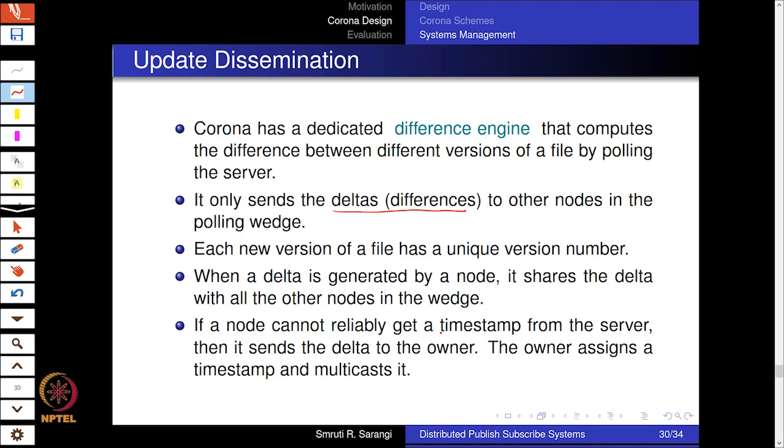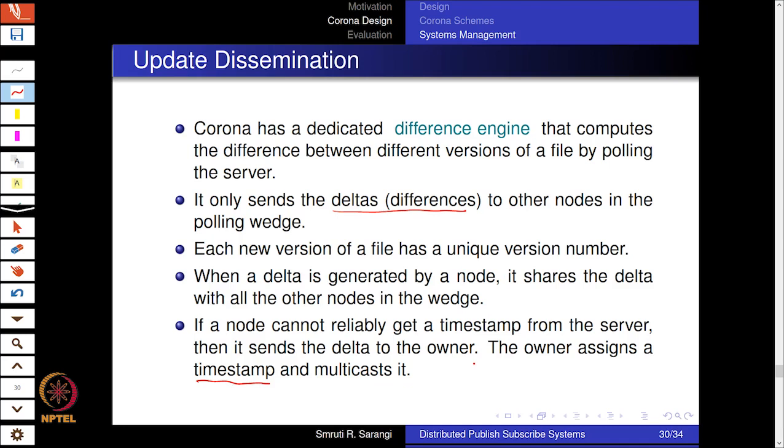Sometimes it is possible that a node is not in a position to determine if the current version of a site is new or old. So it cannot reliably get a timestamp from the server. Then what it does is it sends the data to the owner, which is supposed to be a repository of all the past versions of the site. If the owner finds that the timestamp is different, then it assigns a timestamp to the new version of the site and multicasts it. So essentially the new update flows through the entire DAG.